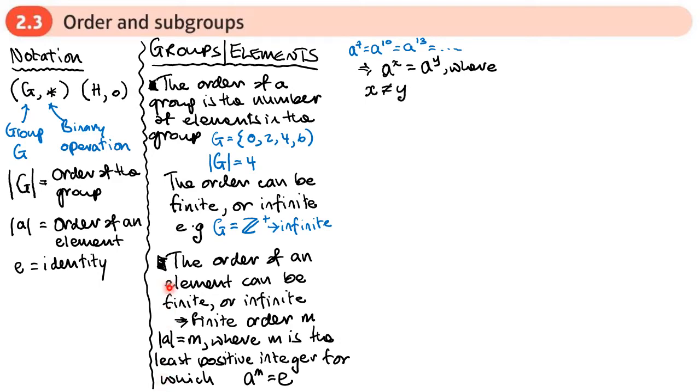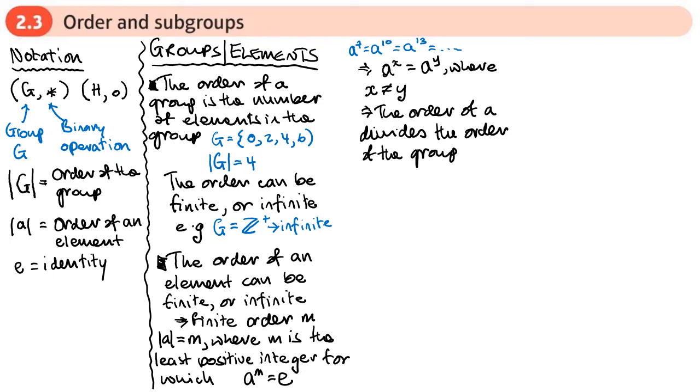So for elements that have got finite order, this will happen. It will cycle through a fixed number of elements, and the number of elements it actually cycles through is the order. And also for elements with a finite order, the order of the element, let's call it A, divides the order of the group.